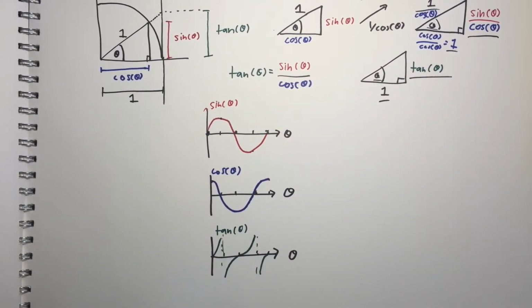You also know that whenever sine and cos are both positive, tan will also be positive. And whenever one of sine or cos is negative, tan will be negative.